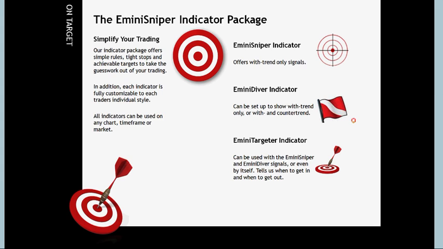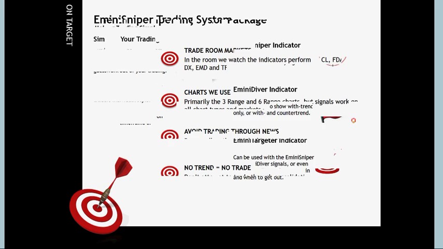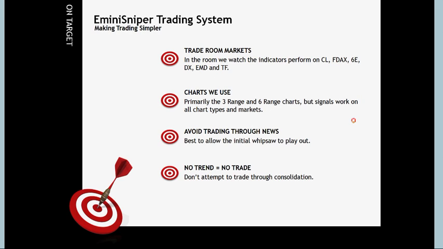That's their preference. We'll take a look at that and see how the signals look on that kind of chart. Our EminiSniper indicator is going to offer with trend only signals. EminiDiver can be set up to show with trend and counter trend signals. And then Targeter, you can use that in combination with either of the other indicators, or there's certain members that just use it all by itself. It's a very powerful method.